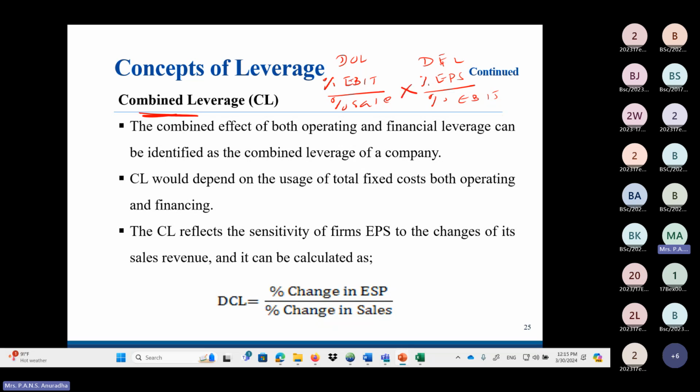So you can see by combination, there is a trade-off. Then degree of combined leverage is equal to percentage change in earnings per share divided by percentage change in sales. So it shows you when the sales is changing, how the earnings per share is impacted. So that is what we call combined leverage or the total. It reflects the sensitivity of the firm's earnings per share to the change in sales. So that is combined leverage.